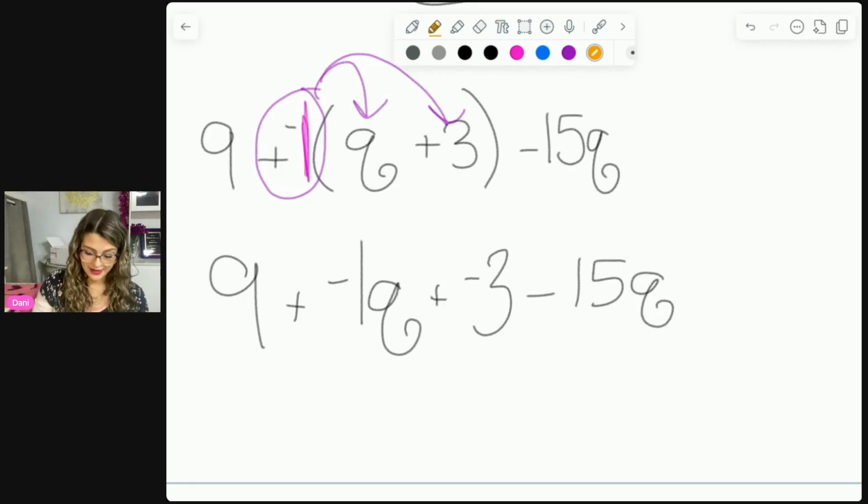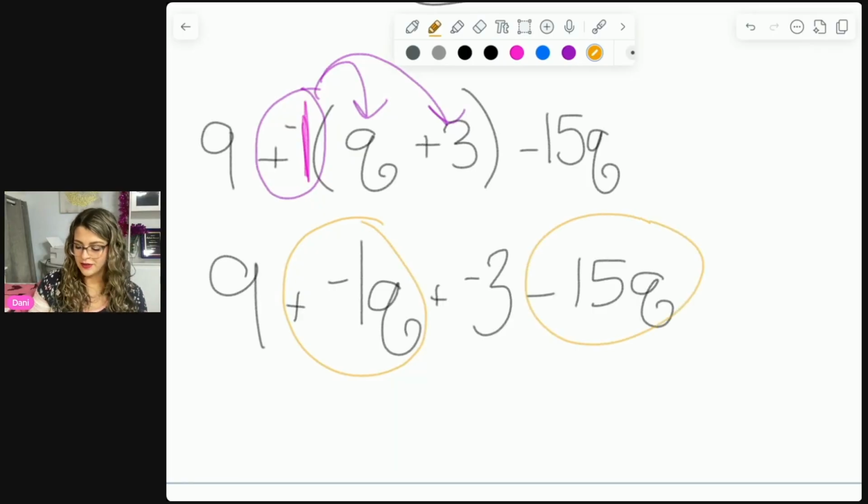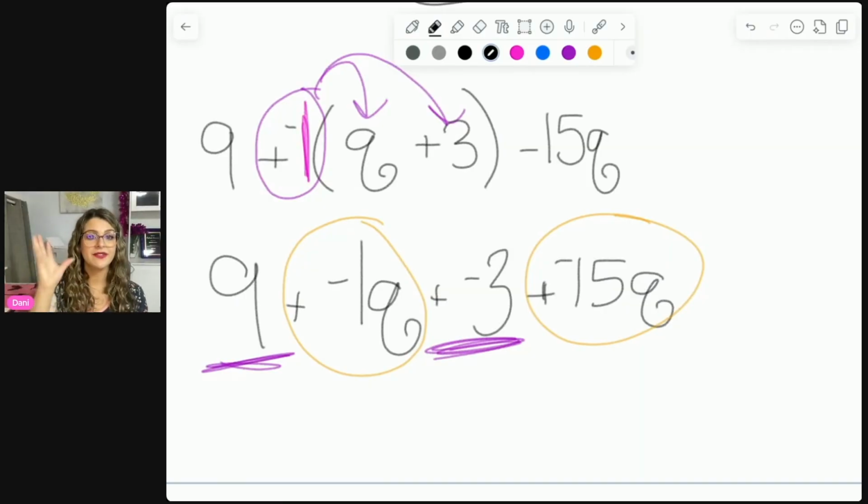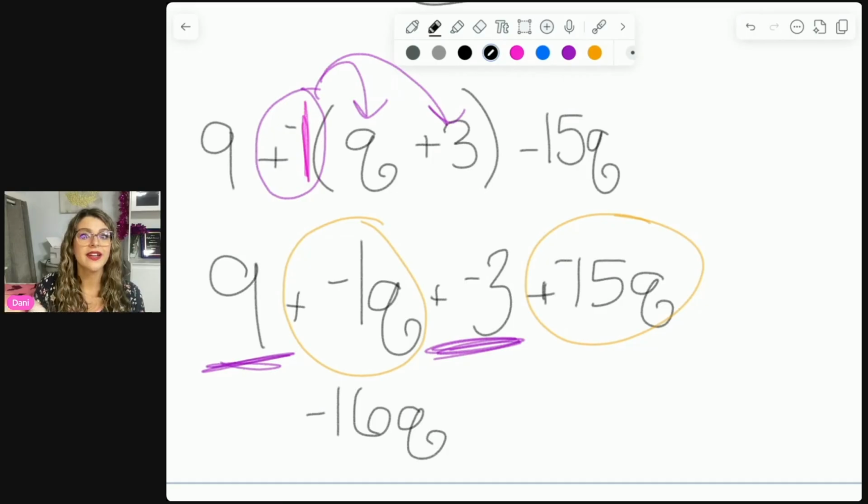Now it's like we've been practicing. Let's circle our like terms. That -1q, that minus 15, which again, if you want to go pew pew and do plus as a negative, it's the same. And then we have the 9 and the -3. So when the dust settles, we have -1q and that -15q. That's going to give us -16q. Q's fun to write. And then 9 plus -3 plus 6.